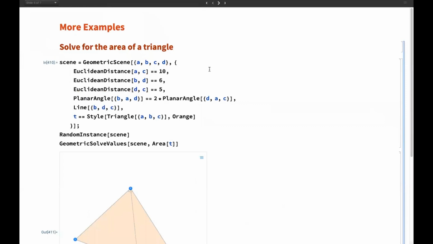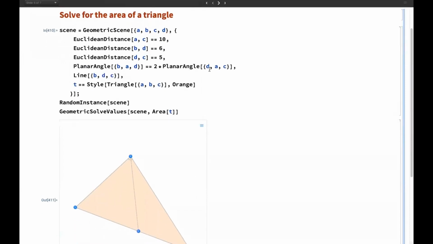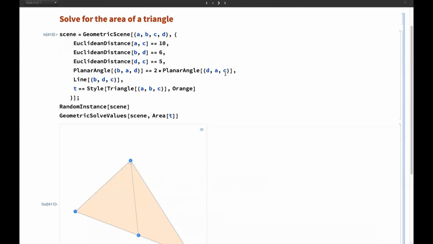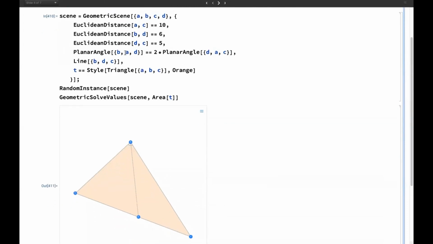Right, so we've got this scene where we have these lengths specified and also specified the relationship between these two angles, and we would like to solve for the area of this triangle T, in general, not just based on this particular scene.